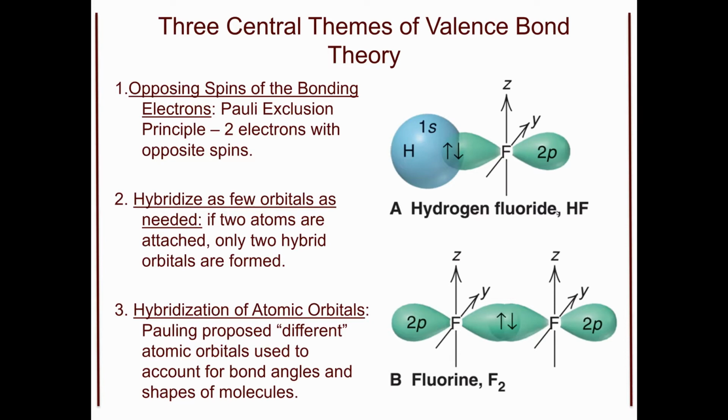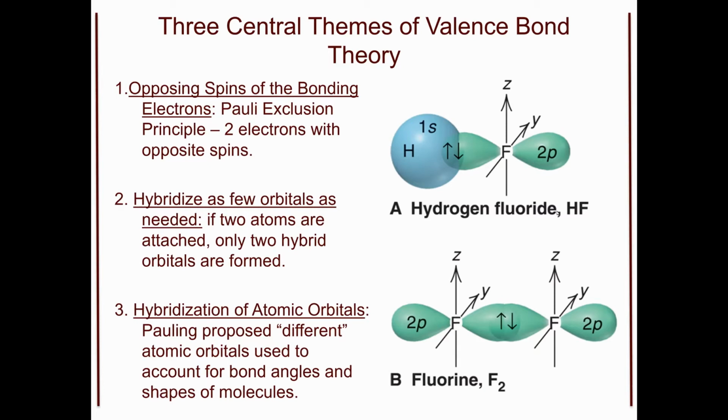Number 2 states, hybridization uses as few orbitals as needed. If 2 atoms are attached, we only need 2 hybrid orbitals. We are going to hybridize only the orbitals that we need, and we will leave the unhybridized orbitals to possibly hold on to electrons or to do other things.